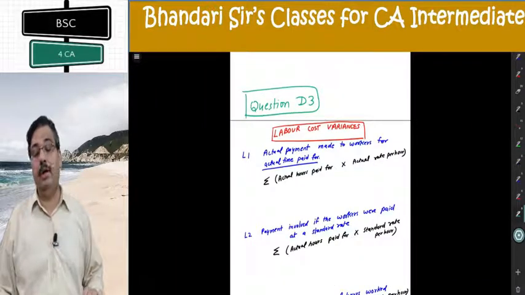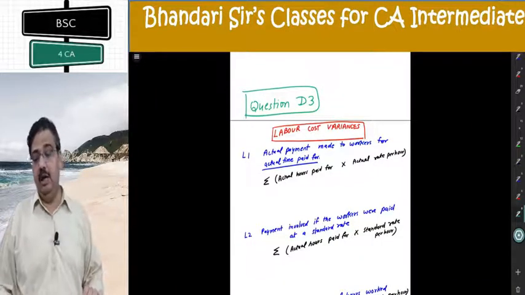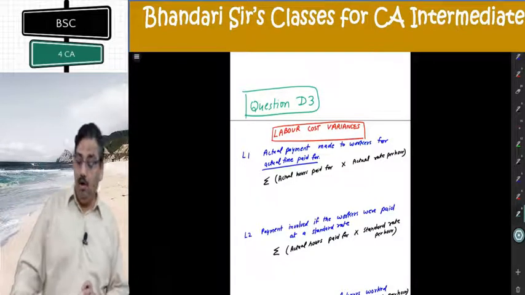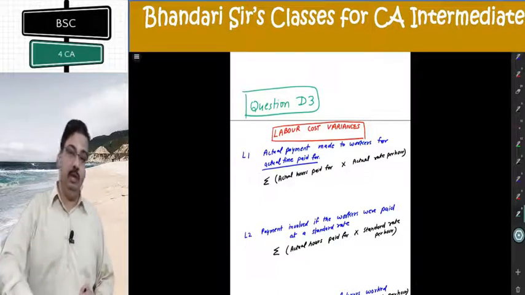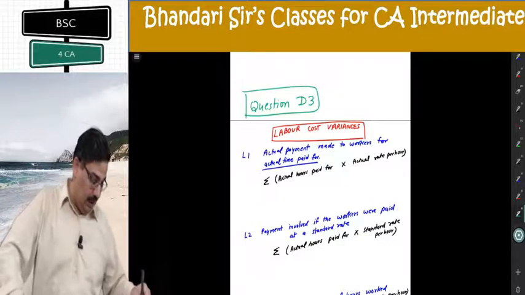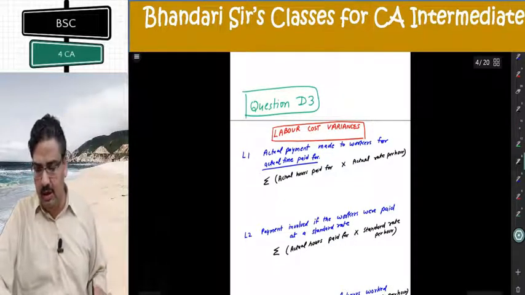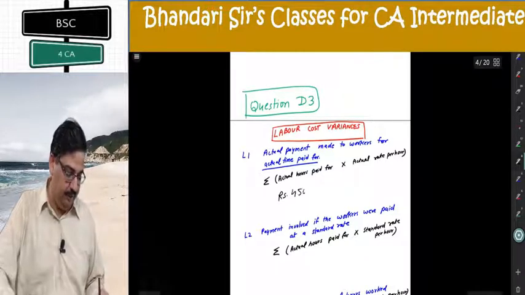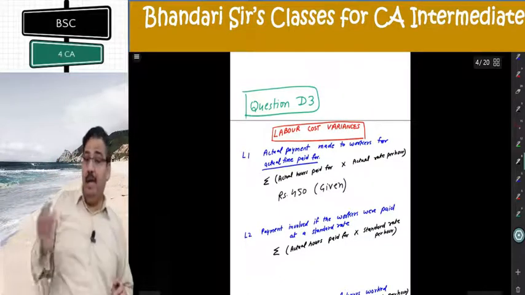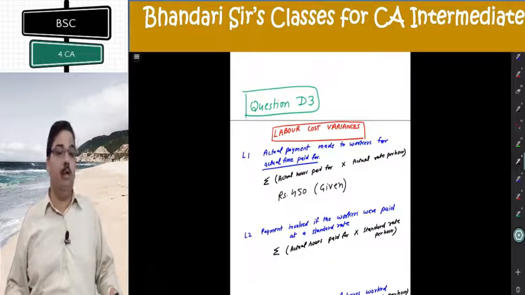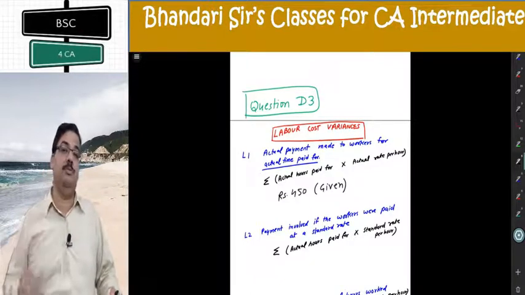The next question we take up is D3. It is quite similar to D2. Nothing difficult, quite similar. All the 5 steps are easily applicable there. The question tells you actual wages directly. It is given in the second last line, rupees 450. Once actual wages which are paid are directly given, you don't need the actual rate. You are not given the actual rate. You are given the standard rate for the purpose of other steps.